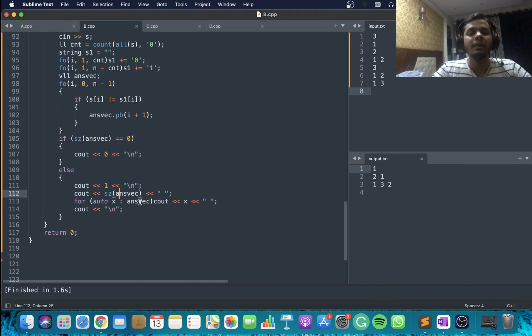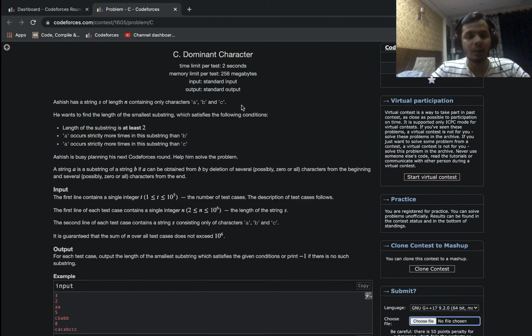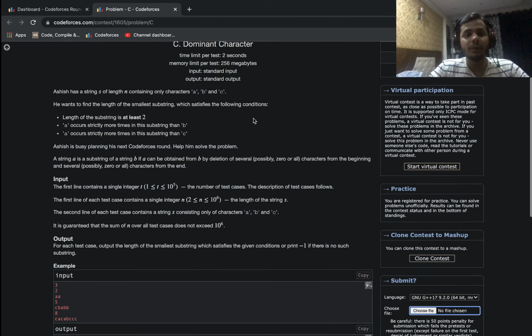Okay, so in problem C, we have dominant character, and this is actually one of those problems which requires some keen observation skills. You don't need to be really good at some algorithms or something. You just have to be good at making quick observations, and if you can do that, you will be able to solve these problems really quickly, and that actually gives you an edge, because most of the rounds depend on your speed a lot. So yeah, it's really important to have good observation skills. Let's try to see what this problem has to say now.